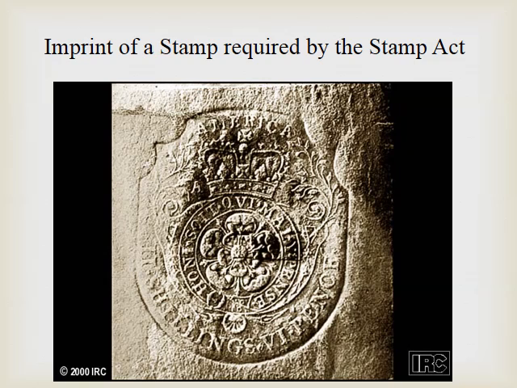It said that all paper products, such as legal documents, newspapers, pamphlets, bonds, leases, deeds, insurance policies, playing cards, all paper products had to have an official stamp. And this stamp would be bought from a British administrator.